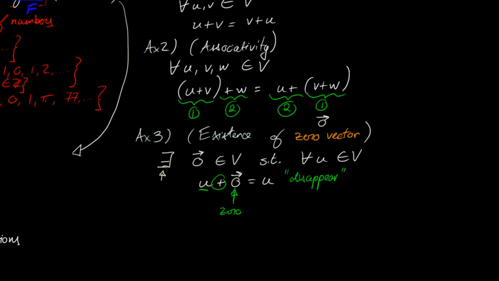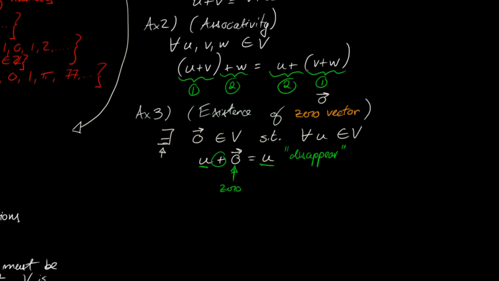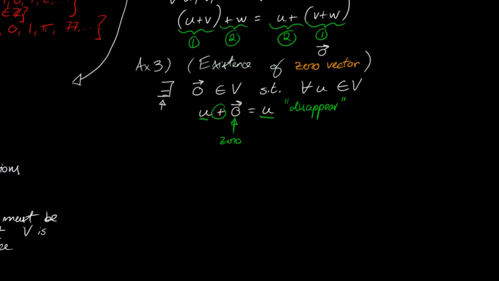Disappear in the sense that the plus 0 vector is going to do something, but in fact it lets the u be unchanged. So the u is unchanged. Maybe I'm going too much into depth with this, but it's just to make it absolutely clear. Okay, so axiom 4 is the additive inverse property.